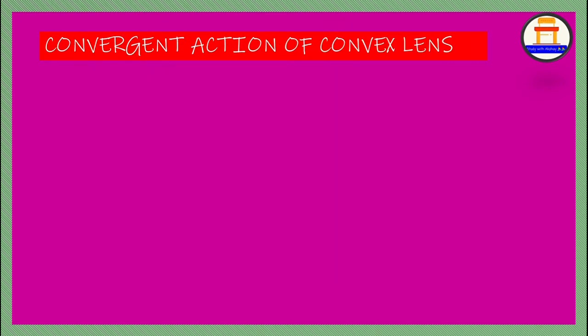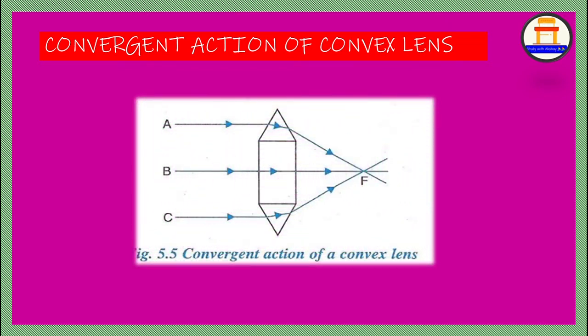Next, convergent action of a convex lens. Here, you can see the word convex has V in its middle. While pronouncing itself, we get it. Convex, here V. This is nothing but convex, and the other one is concave. If you remember one, the other one will be easy for you to remember.